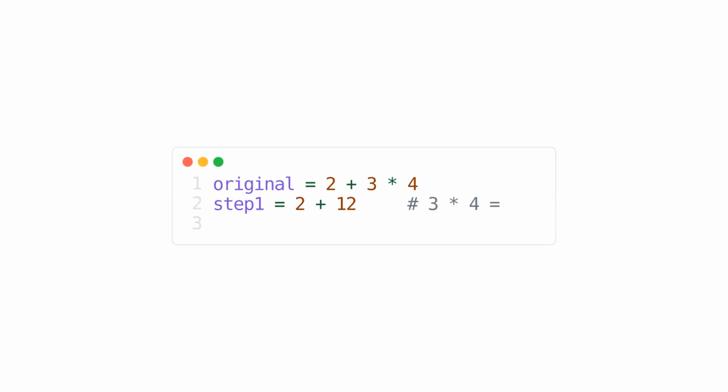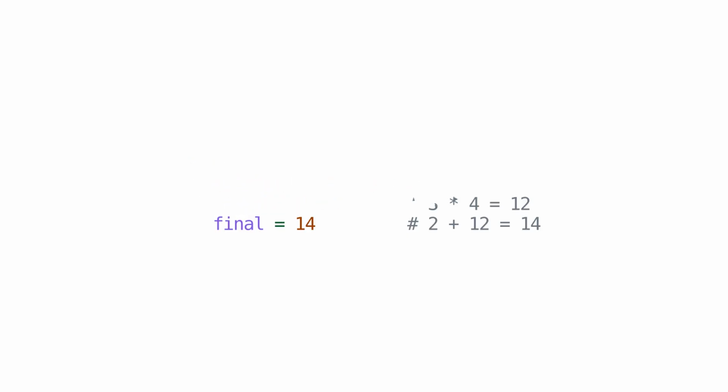Here's how Python thinks through it. Original expression is 2 plus 3 times 4. Step 1. Do multiplication first, so 3 times 4 becomes 12. Now we have 2 plus 12. Step 2. Do the addition, so 2 plus 12 equals 14. Python calculated it perfectly using mathematical order.